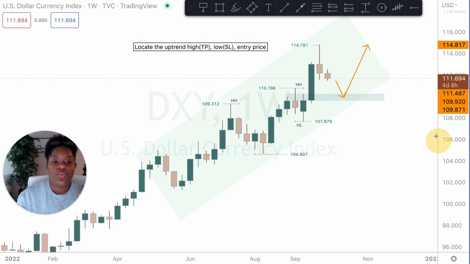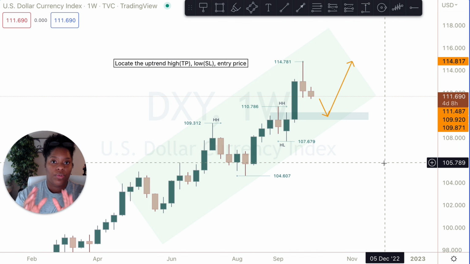Now we are on the weekly time frame. And what I'm doing on this weekly time frame is I'm looking for the actual fluctuations that I could not see on the monthly time frame.